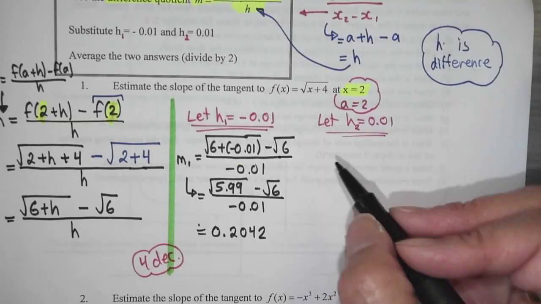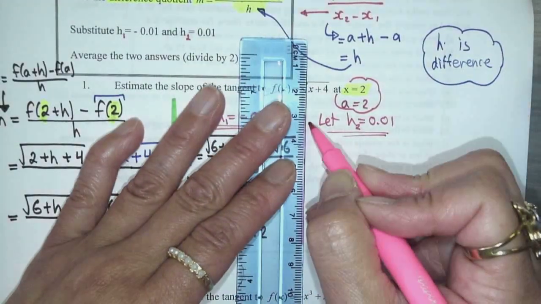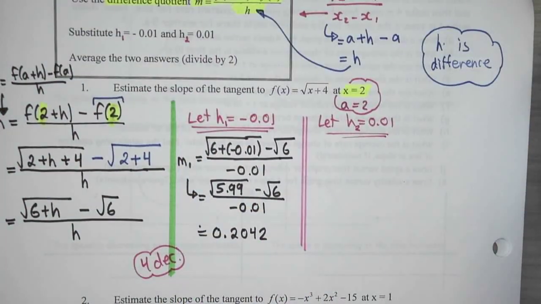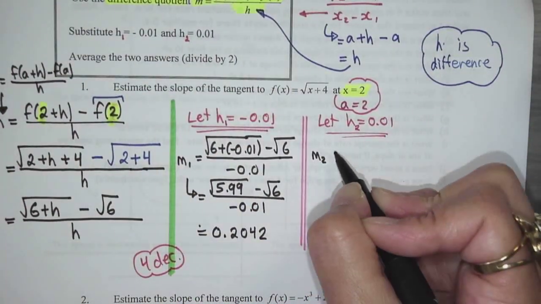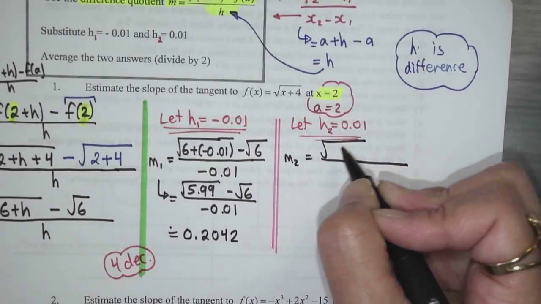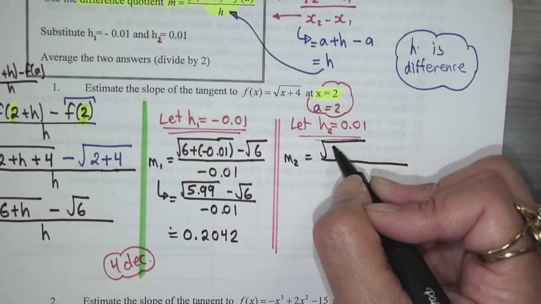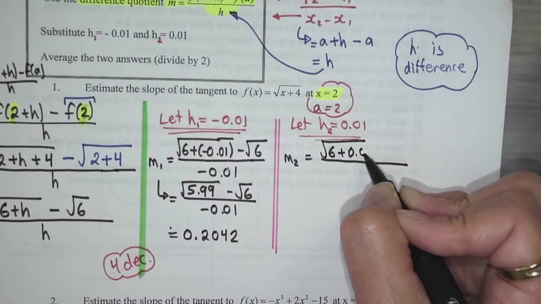Okay, and then this one here, M2, we've got the same thing. So you can skip this line. You can just put 6.01, right? I realize some people are like, can I just do that in my head? Yes. But if you want to show it, you can.